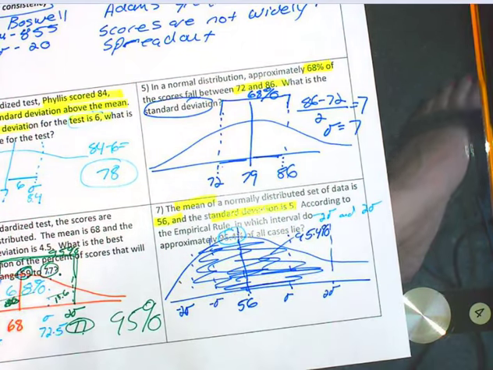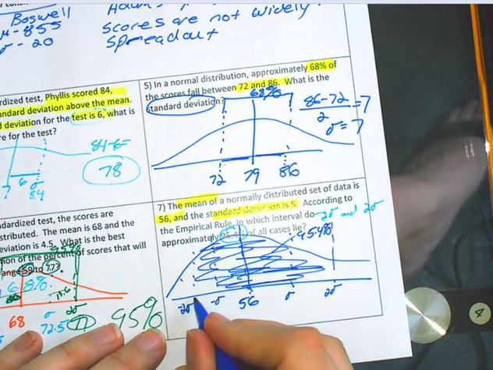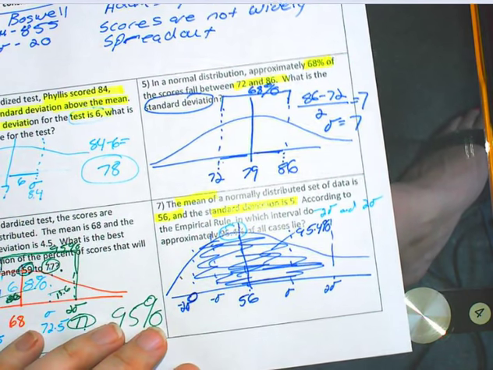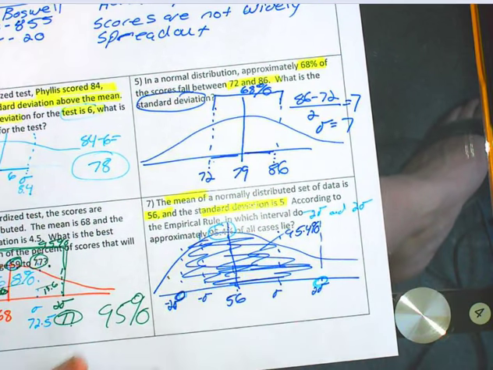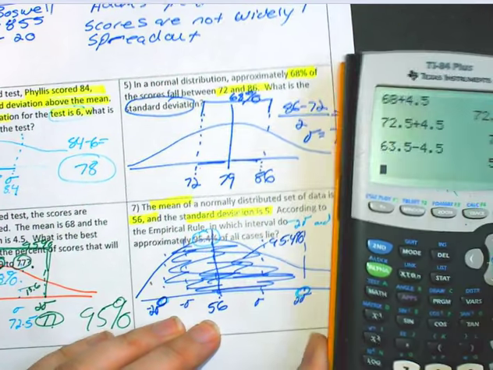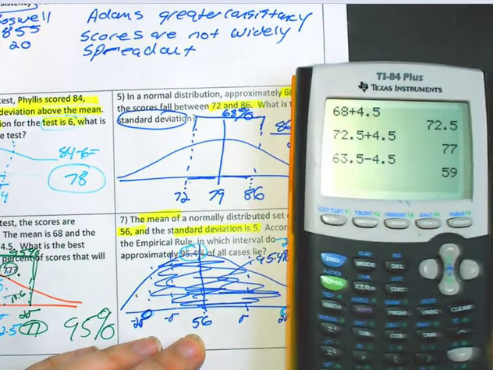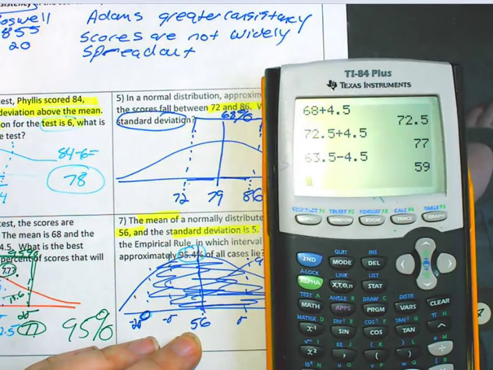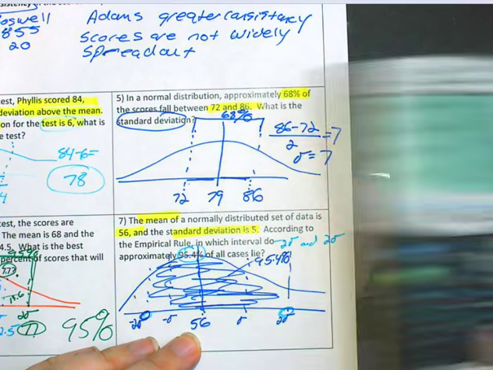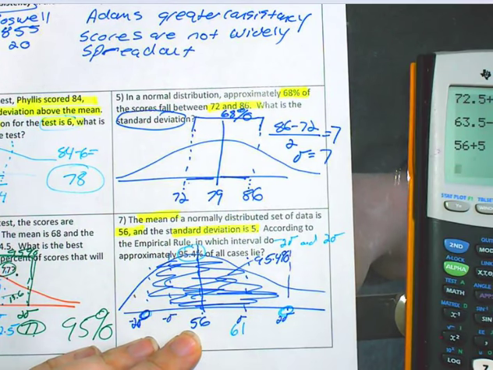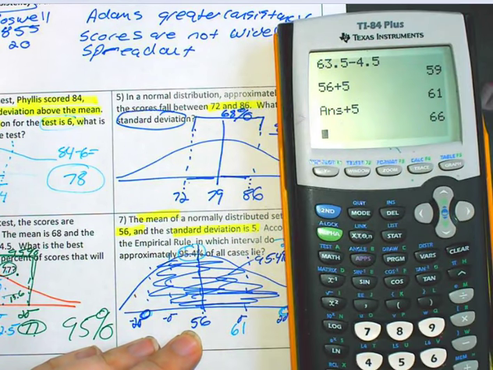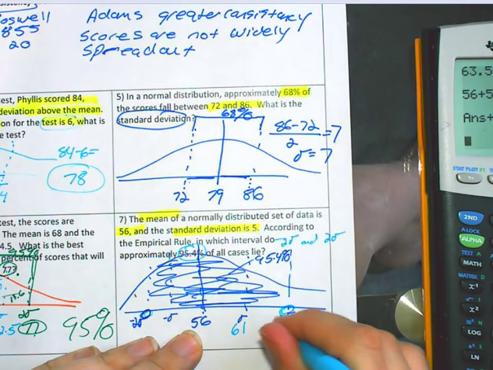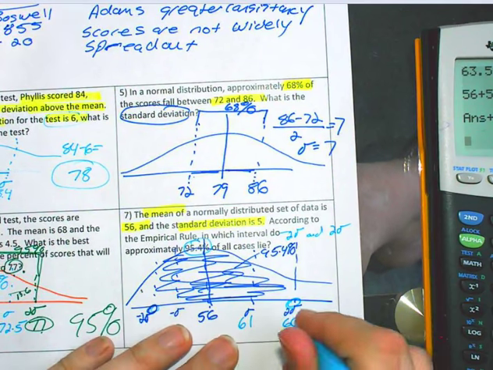But I've got to figure out what that is. What are those scores? What's this score right here that's 2 below and 2 above? Well, in order to find out what those scores are, we're going to take our mean and add the standard deviation. 56 plus 5 gives me 1 standard deviation up. Plus 5 again is going to give me 1 more. So that's 2 above. So 66 is 2 above.